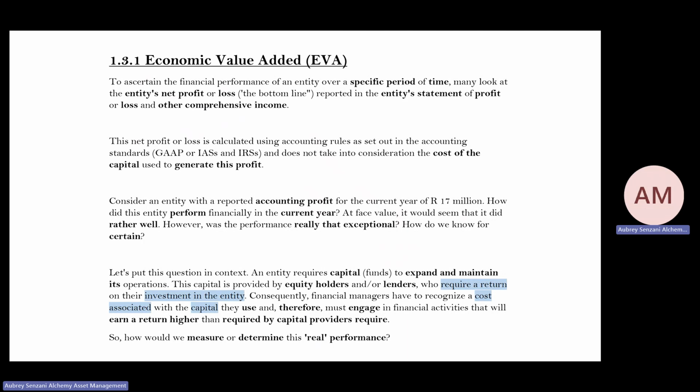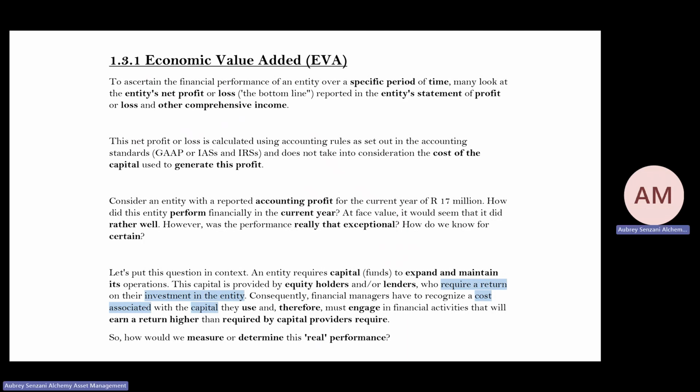An entity requires capital funds to expand and maintain its operations. This capital is provided by equity holders and or lenders. So we basically were saying the shareholders will provide capital, and at the same time, they could potentially get capital from lenders, other financial institutions, who require a return on the investment in the entity. I won't just give you capital for no good reason. I'm expecting you to pay me back with interest.